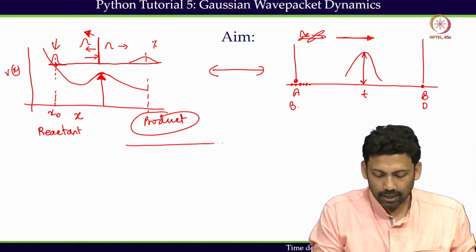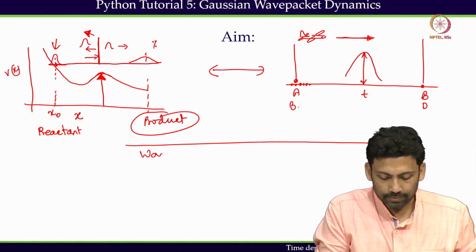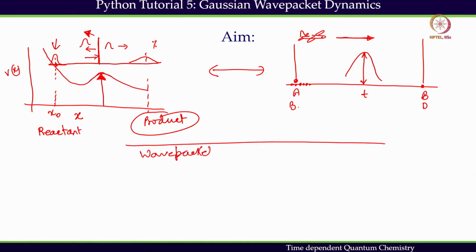We have used the analytical approach for wavepacket dynamics, and we have seen that it works for zero interaction potential, when the particle is not experiencing any potential. It works for linear potential, when the particle is experiencing a linear potential, and it works for the quadratic potential. So these are the three situations where the analytical approach works, and we can solve it analytically.